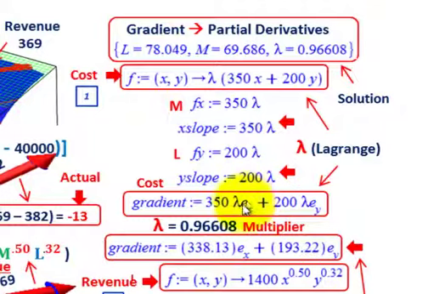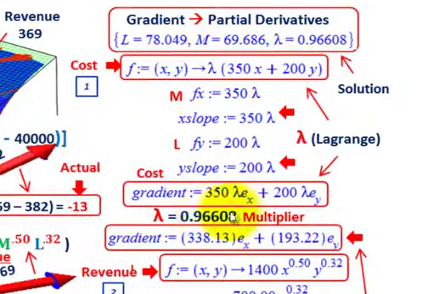But this is where the multiplier comes into effect to get the gradient. So all you're going to do is substitute in 0.96608 for lambda for your material and the same for your labor, and you're going to get the gradient after applying your Lagrange multiplier: 338.13 for material, plus 193.22 for labor. Okay, so that's what we're going to deal with for our cost.